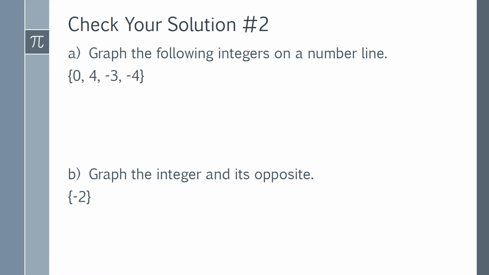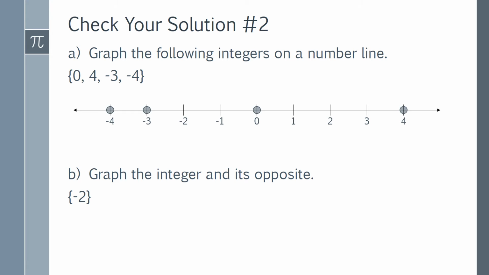The first thing that we need to do is draw a number line. We'll start with -4 on the left and continue until we reach 4 on the right. Now we're ready to graph. In order to graph 0, place a circle right above the 0 on the number line. Then for +4, we will move 4 spaces to the right of 0. For -3, we will move 3 spaces to the left of 0. And for -4, we will move 4 spaces to the left of 0.